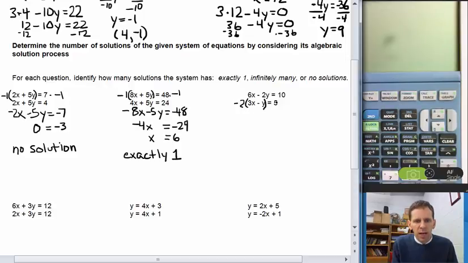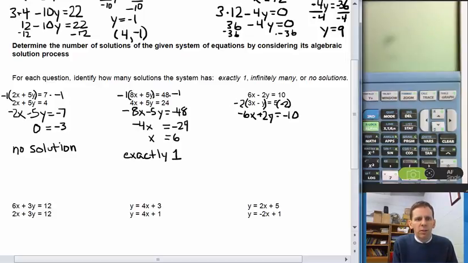So we're going to multiply the left and right sides by -2. In this equation, when I do that, -2 times 3x is -6x. -2 times -y is +2y. And 5 times -2 is -10.